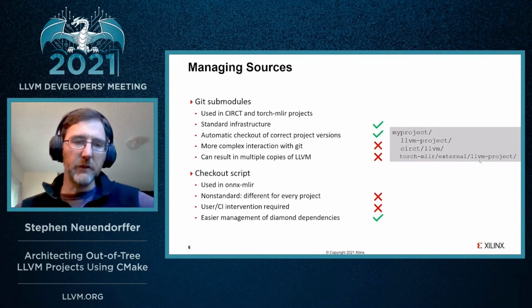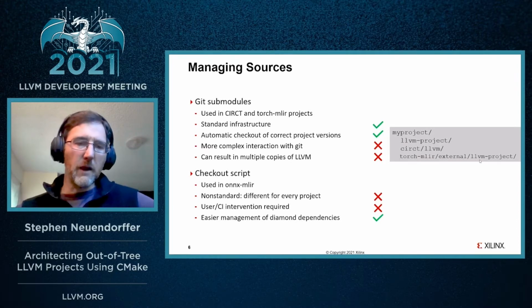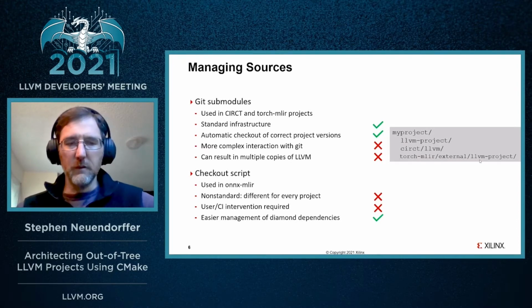And what this checkout script does is it sort of documents, in an executable format, the version of LLVM that you want to use for your project. The downside of this is it tends to be non-standard. It's just a script, and so every project kind of does this in a slightly different way. It also requires more input from a user or integration with your CI flow in order to make sure that the right version of LLVM gets downloaded.